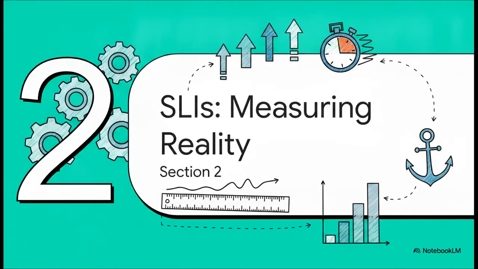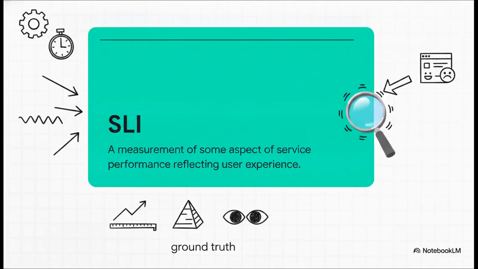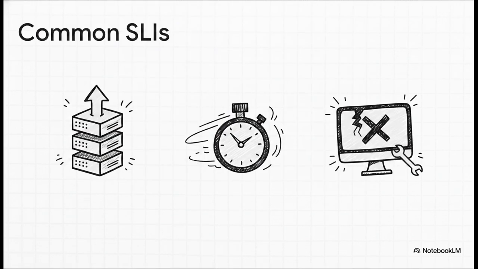Moving right along to step 2, SLIs, or measuring the reality. So, what actually is a service level indicator? Simply put, it's a measurement of some aspect of service performance that directly reflects the user experience. Think of SLIs as your observability instrumentation layer. We're not guessing here. This is the raw, objective telemetry measuring exactly what your users are experiencing in production right at this very moment. Common SLIs include availability, latency, error rate, and request success rate.